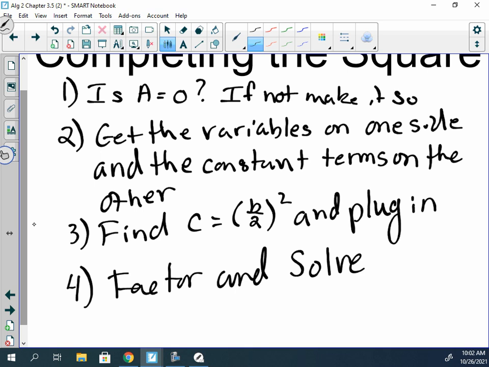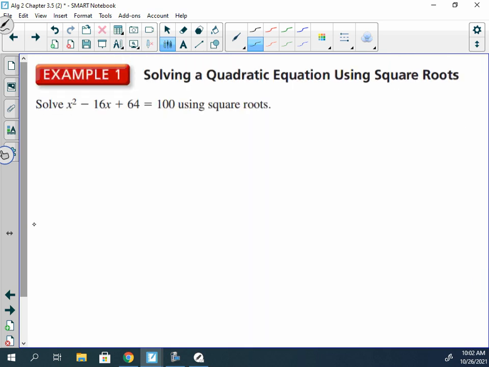All right. Anybody still copying these down? Now this here is the first problem we're going to look at. Now we've looked at this problem already. X squared minus 16x plus 64 is equal to 100.